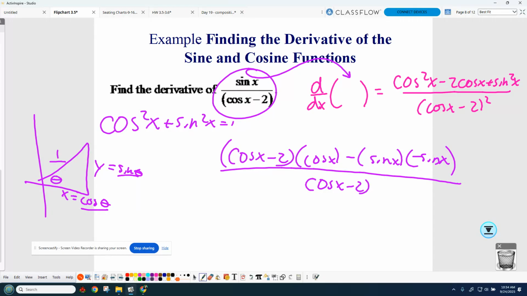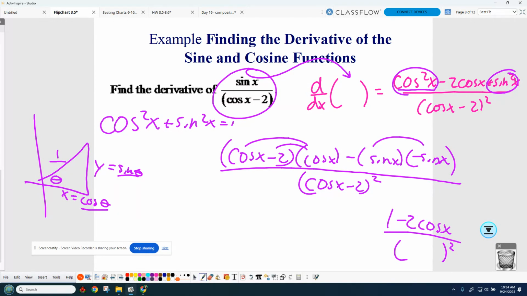Leave it factored. I'm writing this note on everyone's papers that continues to keep distributing. Leave it factored. Distributing here, we get exactly what Constantine had, cosine squared minus 2 cosine x. Distributing here, positive sine squared. So it becomes 1 minus 2 cosine x over stuff squared. Good? Okay.